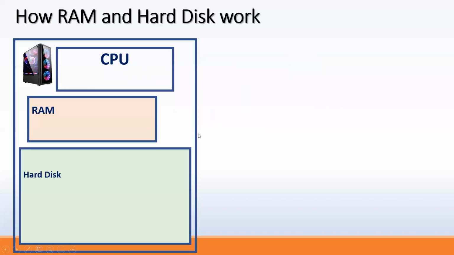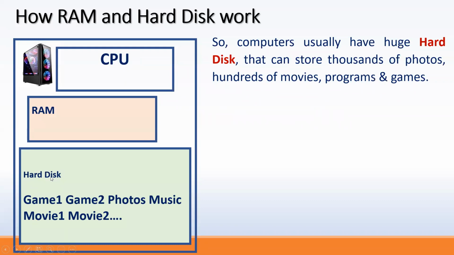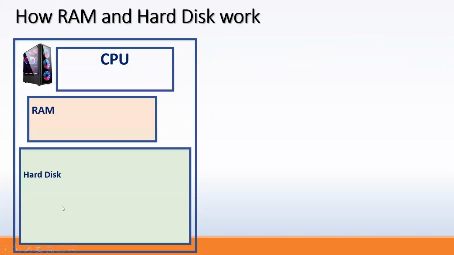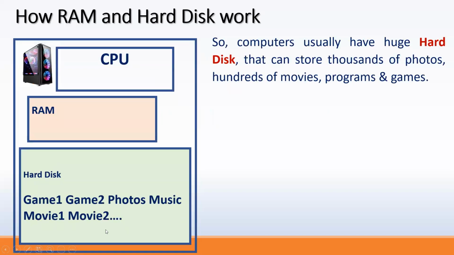Simple. I will use the hard disk to save all my photos, my movies, my programs, my games, because it's very cheap. I can have it very, very big. This 1000 gigabyte hard drive can store like 5 million photos. It can store at least 1,000 very high definition movies. Yeah, it's a huge storage. So here in the hard drive, I will store all of this stuff.